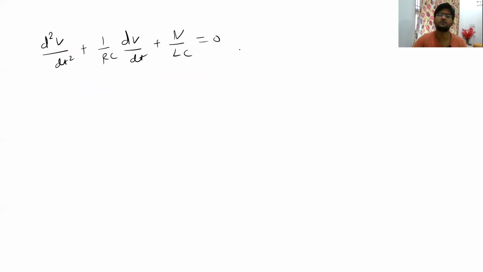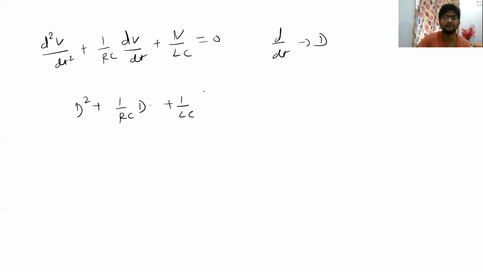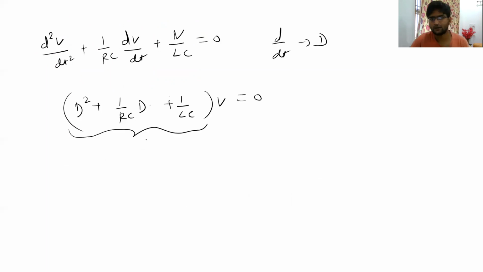So here in this differential equation, I have removed the source. So we will get an equation like this. Similar to the previous case, let me call d/dt as capital D, and I will take V out. So we will get D square plus 1 by RC into D plus 1 by LC, the whole times V, equal to 0.